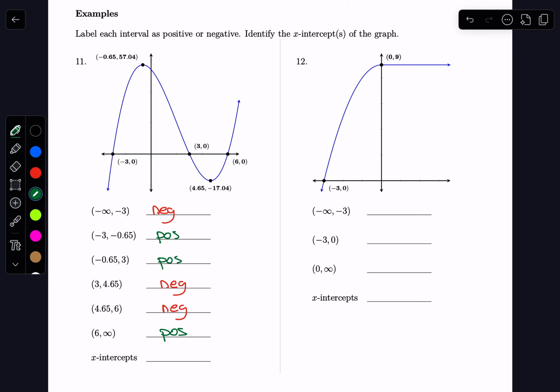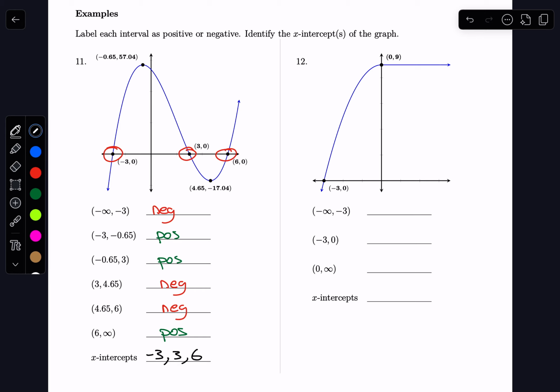So now the intercepts are where we change from negative to positive or vice versa. And really, they're just where we touch the x-axis. So we can also have x-intercepts without changing sign, but it's wherever we touch the x-axis. So this spot here, here, and here are all going to be x-intercepts. So we have x-intercepts at negative 3, positive 3, and positive 6.